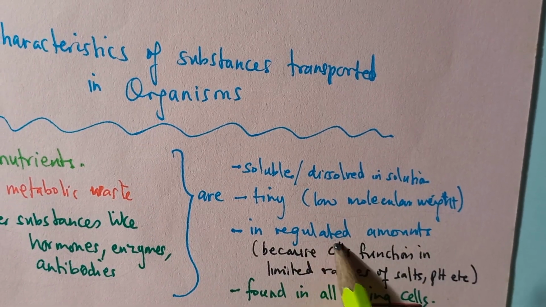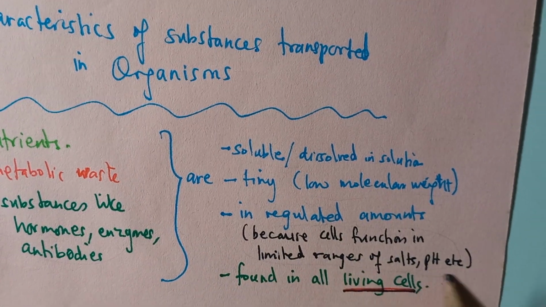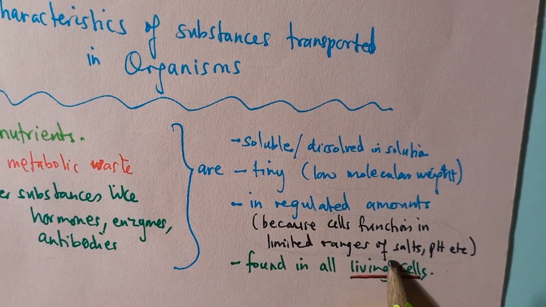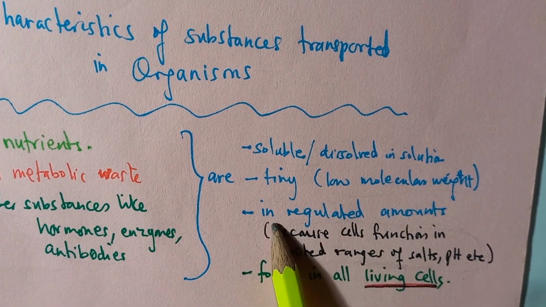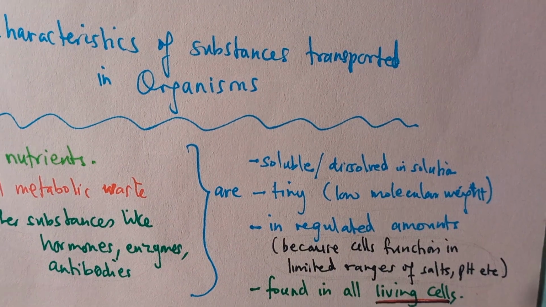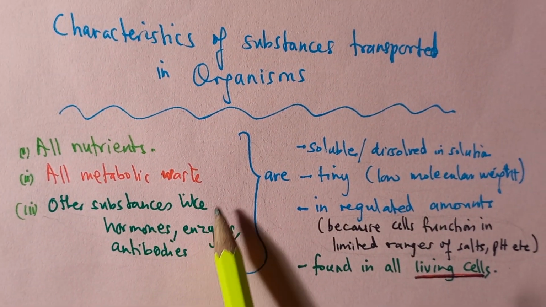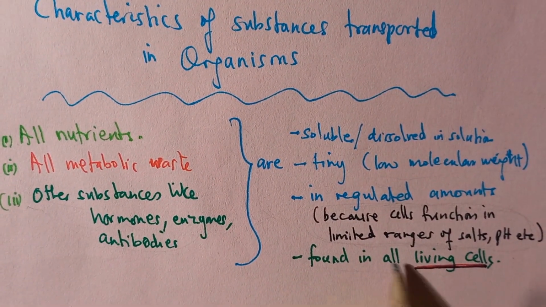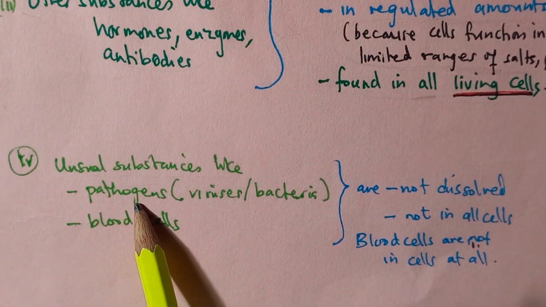Regulated amounts because cells have limited ranges in which they function: a limited range of salts, pH, temperature. And so these substances we talk about are in regulated quantities in cells. And then all these substances, all nutrients, all metabolic waste, and these other substances we have mentioned, are found in all living cells. But unusual substances like pathogens, viruses, bacteria, blood cells, are not dissolved.